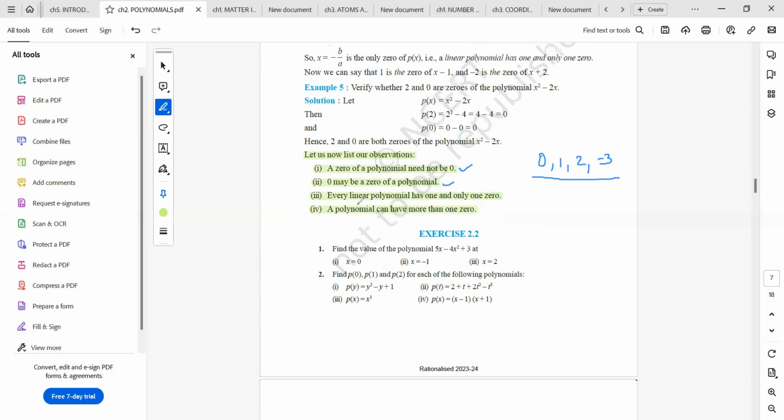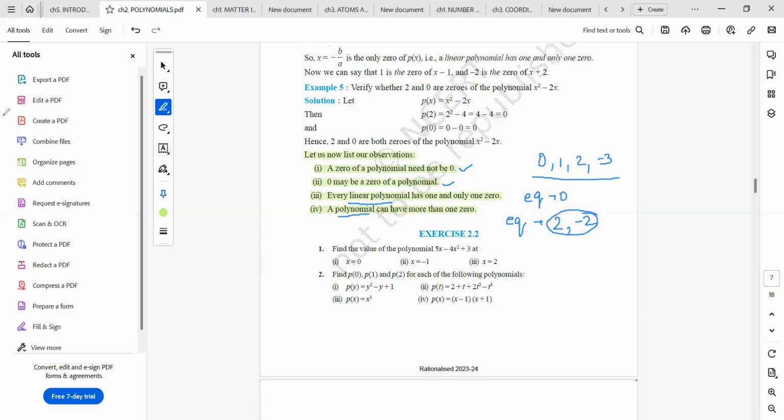Every linear polynomial has one and only one zero. If it is a linear polynomial, then there is only one value of the zero of the polynomial that will make the equation 0. But a polynomial can have more than one zero. If it is not linear, if it is any other type of polynomial, then it may have more values which will make the equation 0. Like you can get the equation as 0 for 2 and for minus 2. So these two will be the zeros of the polynomial.